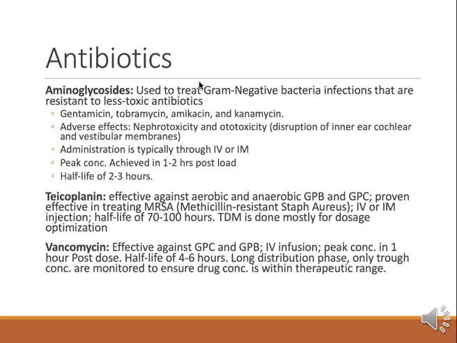Other drugs that are commonly measured in TDM are the antibiotics. So we know that aminoglycosides are the types of antibiotics that are used to treat gram-negative bacterial infections that are resistant to less toxic antibiotics. These are pretty strong antibiotics. Some examples are gentamicin, tobramycin, amikacin, and kanamycin. Some adverse effects are nephrotoxicity and ototoxicity, so disruption of the inner cochlear part of the ear and the vestibular membranes in the ear.